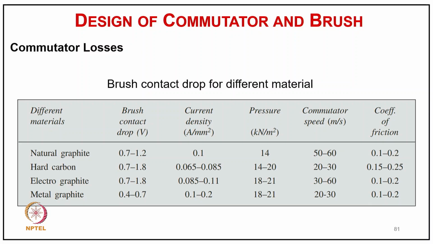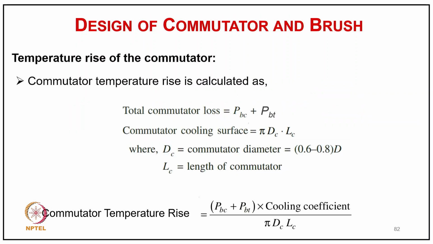Coming to metal graphite, you have a brush drop of 0.4 to 0.7 volt, current density of 0.1 to 0.2 ampere per meter square, pressure of 18 to 21 kilonewton per meter square, commutator speed of 20 to 30 meter per second, and coefficient of friction of 0.1 to 0.2.